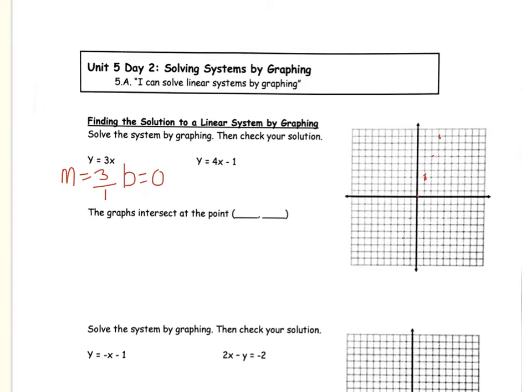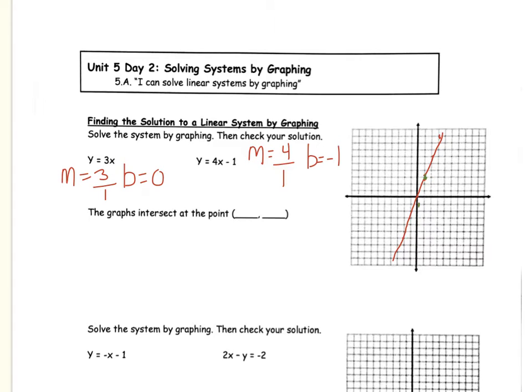Then we'll do our next equation. Or let me draw that one in. It might be really helpful for you guys to get a ruler. Our next equation, our slope is 4 over 1, and our y-intercept is negative 1. So I'm going to start off by graphing that. My y-intercept negative 1, and then my slope up 4, 1, 2, 3, 4 over 1.